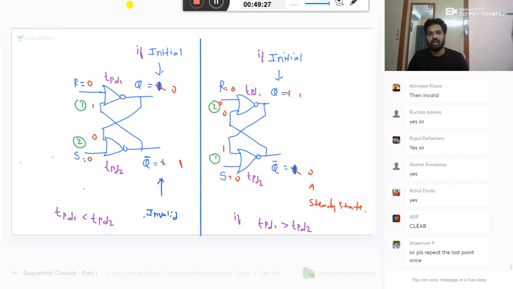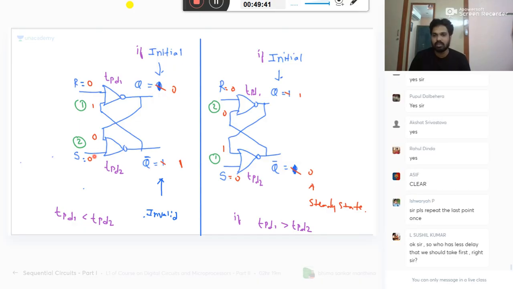Now you observe, initially 1, 1. First I started with this. Initially this will be 1. 1, 0 plus 1 is 1, whole bar is 0. So immediately this will become 0. So this 0 will come. 0 plus 0 is 0, whole bar is 1. Whoever has less delay, that output will change first. That will affect the next gate simply. Maybe in between hazards may occur.